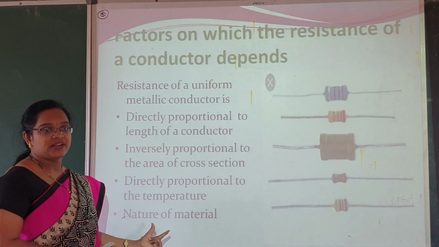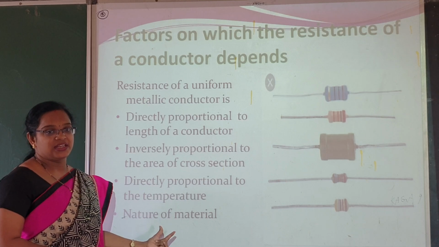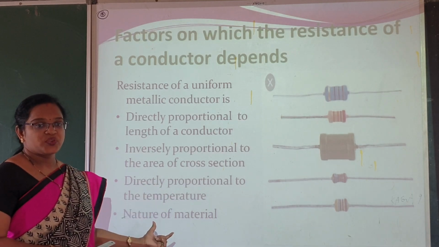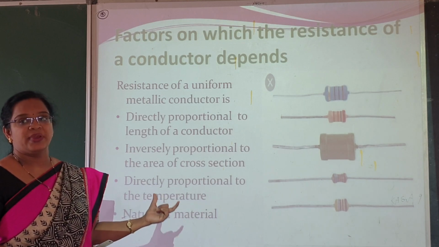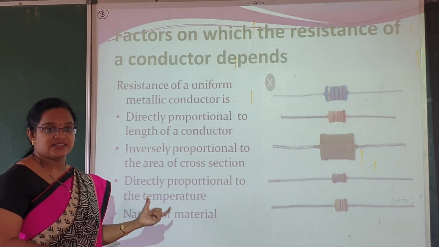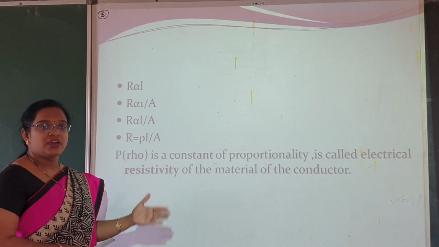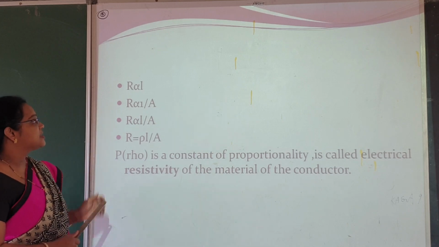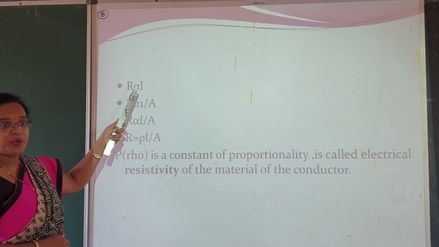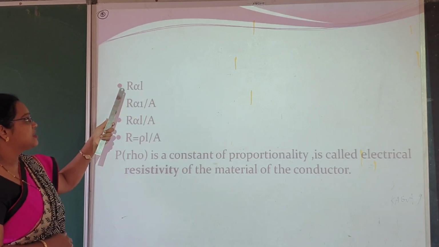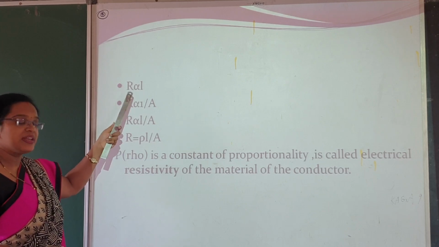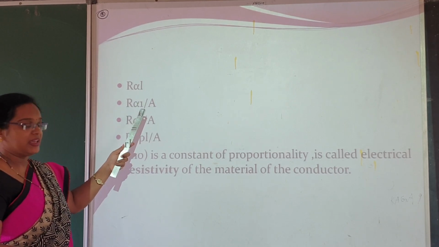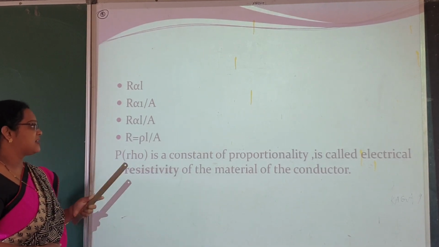And it also depends on the nature of the material. Nature of material means which conductor you are using. All the metals have different resistance: copper, aluminium and silver, like that, they all differ. So that's what I wrote in symbols here. R is directly proportional to L. Resistance is directly proportional to the length of the wire, and R is inversely proportional to 1 by A. 1 by A means area of cross section.